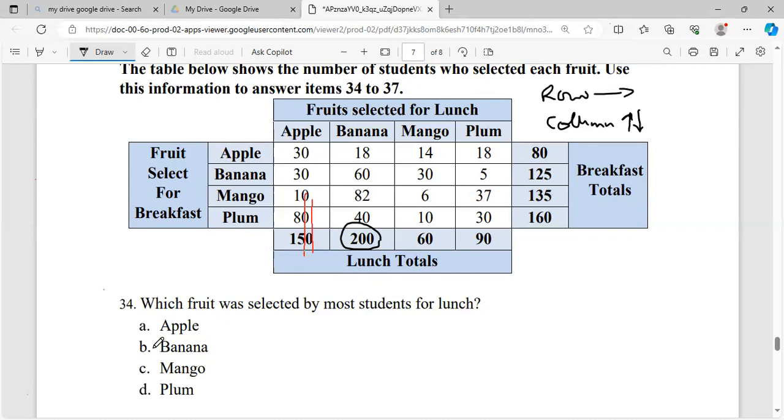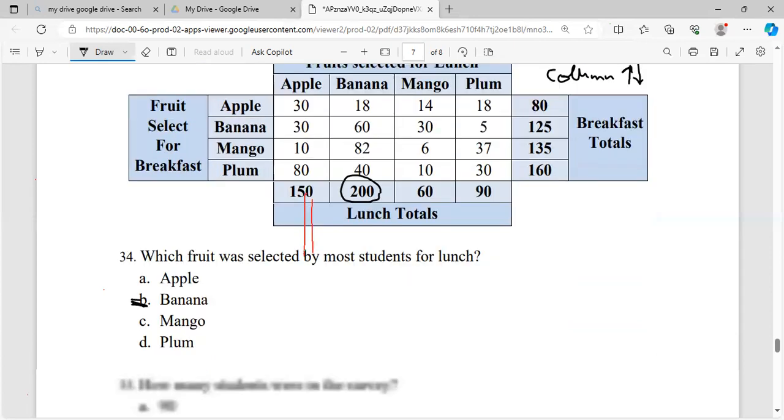Yeah, correct. So guys, banana, it give you the total. And notice they say for lunch. So it would be B, because banana give you the lunch total. So this would be banana. Very good, very good. Alright.